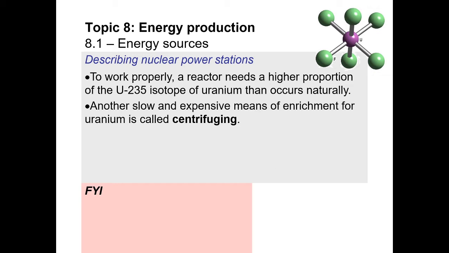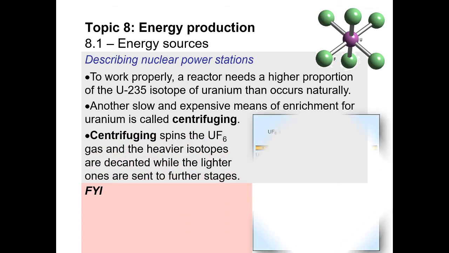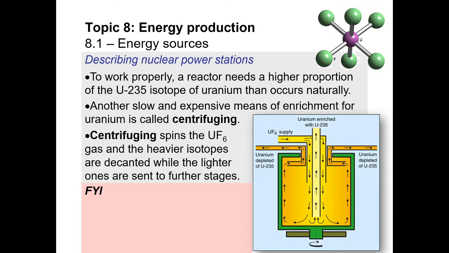Now, to work properly, a reactor needs a higher proportion of the uranium-235 isotope than occurs naturally. So we saw this on a previous slide. The second means of enrichment, and also this is slow and expensive, is called centrifuging. Any of you who have volunteered in a hospital would have seen that a centrifuge is a device where they place vials of blood and the machine rotates it at a very high speed. So it separates different particles of the blood, different proteins. Centrifuging has a lot of important applications in science.